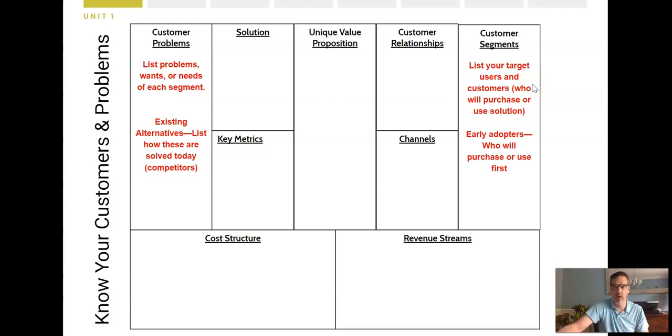Once we do that, we identify the customer segment. We're kind of doing that at the same time as we're identifying the problem. We're listing who has the problem. So that's your customer segment box. It's your target user and customers who will purchase it over and over again. These are your early adopters who will purchase or use it first.